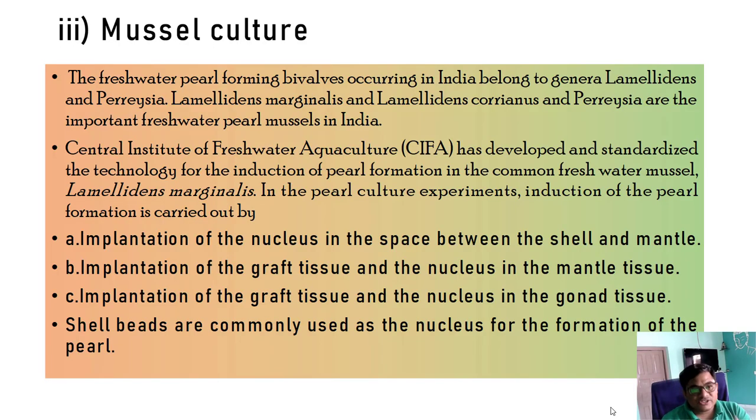Okay, now the next is the mussel culture. We have just discussed the edible oyster culture and the pearl oyster culture, so number 3 is the mussel culture. The freshwater pearl-forming bivalves occurring in India belong to the genera Lamellidens and Parreysia. Lamellidens marginalis, Lamellidens corrianus and Parreysia are the important freshwater pearl mussels in India. Wherever you go in India, you easily find these two species, Lamellidens marginalis and Lamellidens corrianus. These are the two, or three with Parreysia, major species for freshwater pearl.